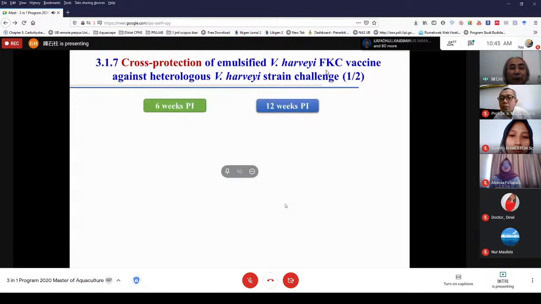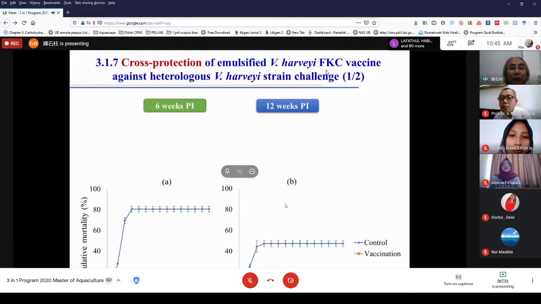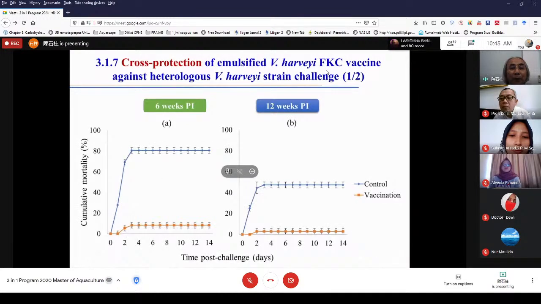Okay, do they have protection? We just mentioned, if we use the heterologous strain, because the vaccine strain is VH, and the heterologous strain is VH20, right? It's different from the vaccine strain, but they still have quite good protection. The vaccination group mortality is maybe 10%, and the control group has near 80% mortality. How about 12 week? The vaccination group is 5%, maybe 5% to 7%. The control group has 45% mortality.